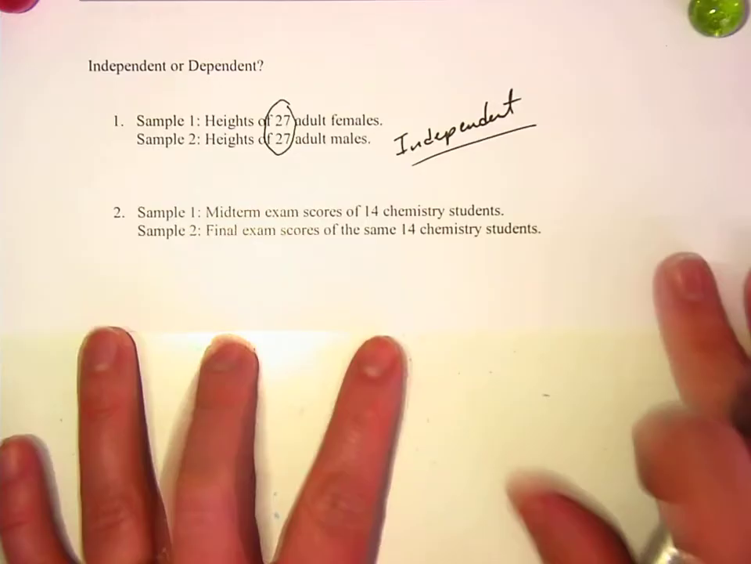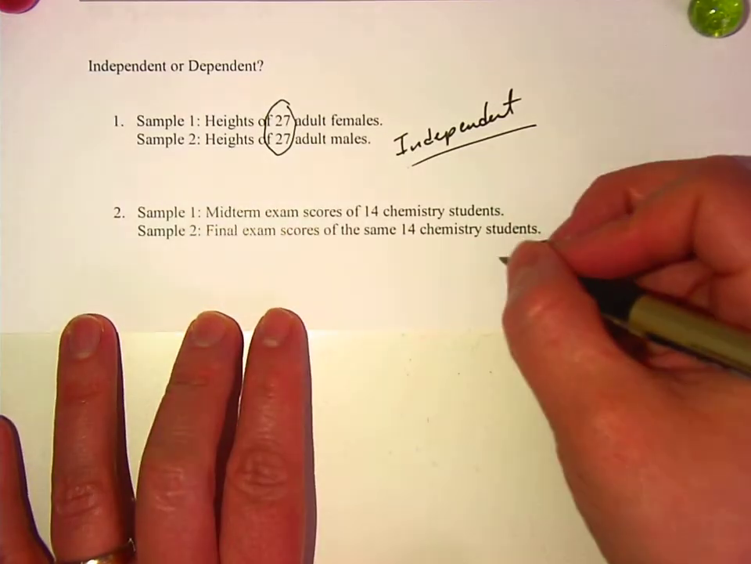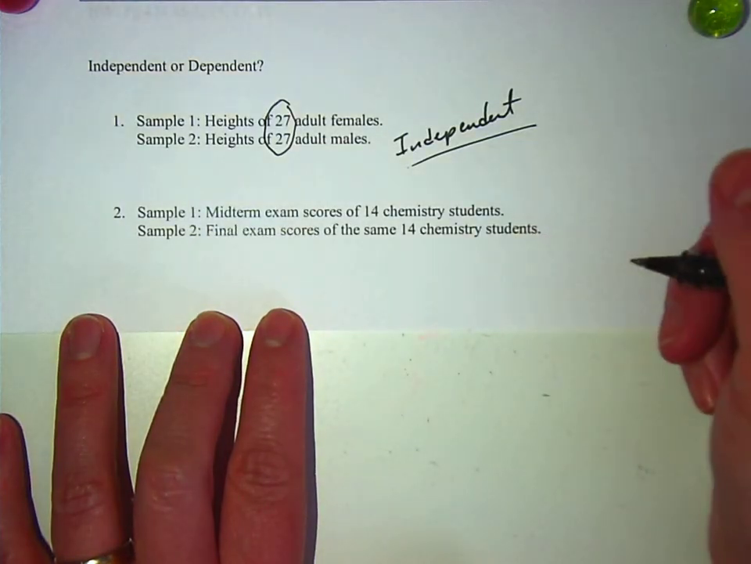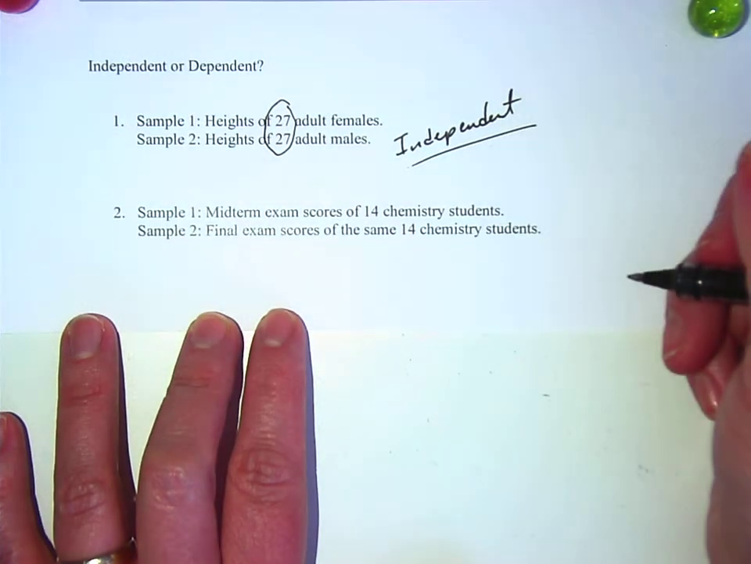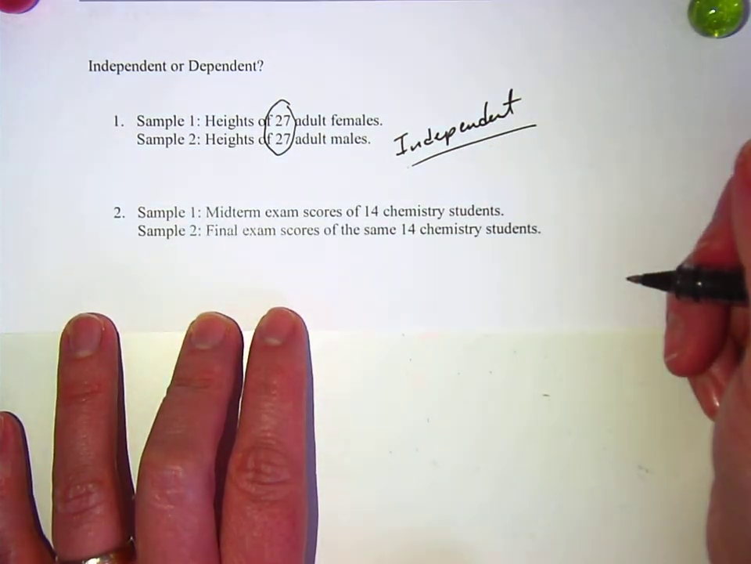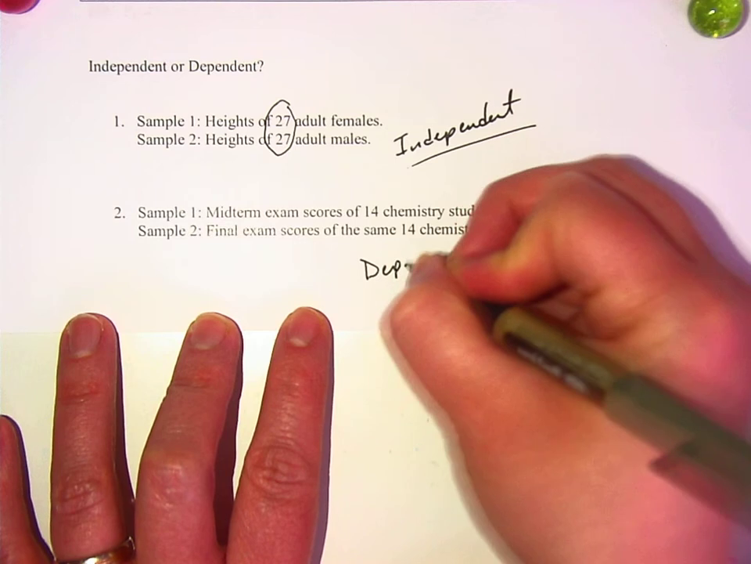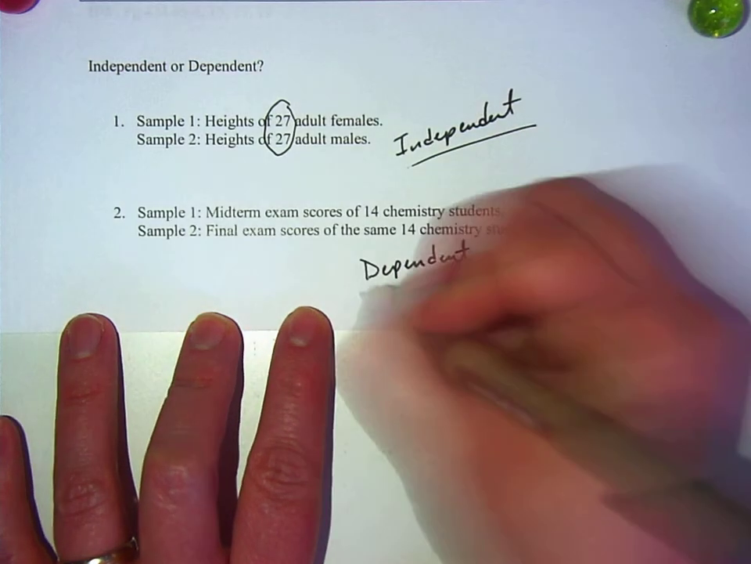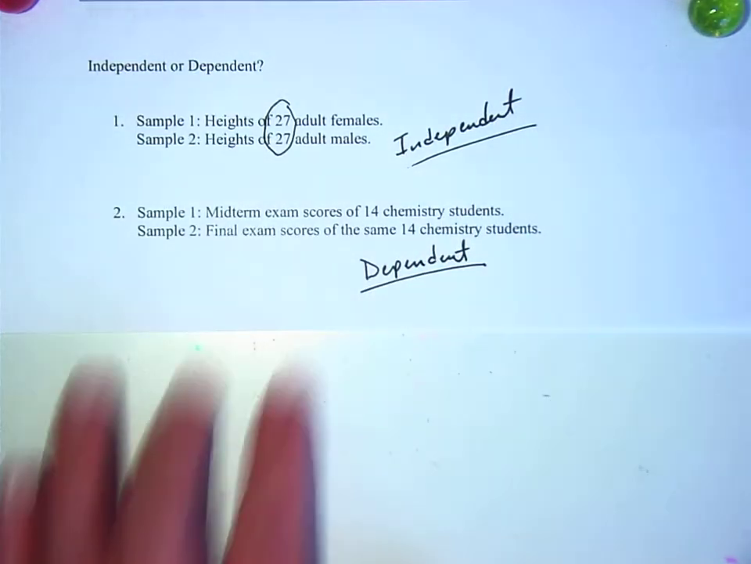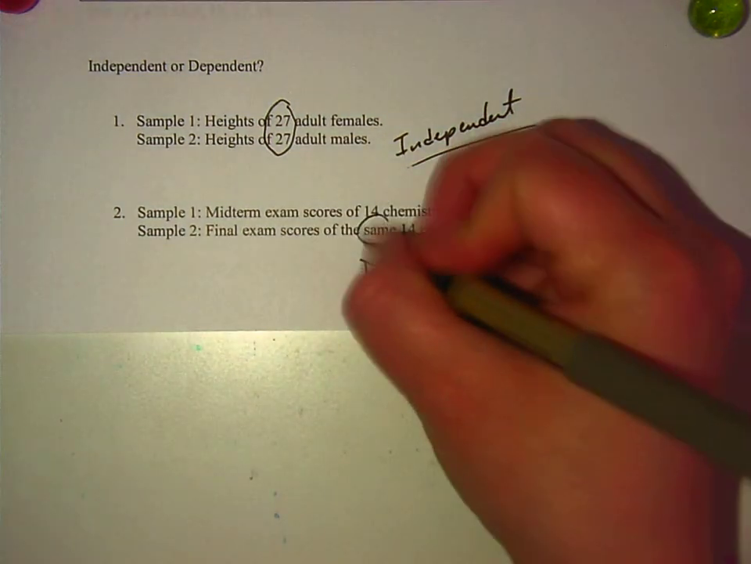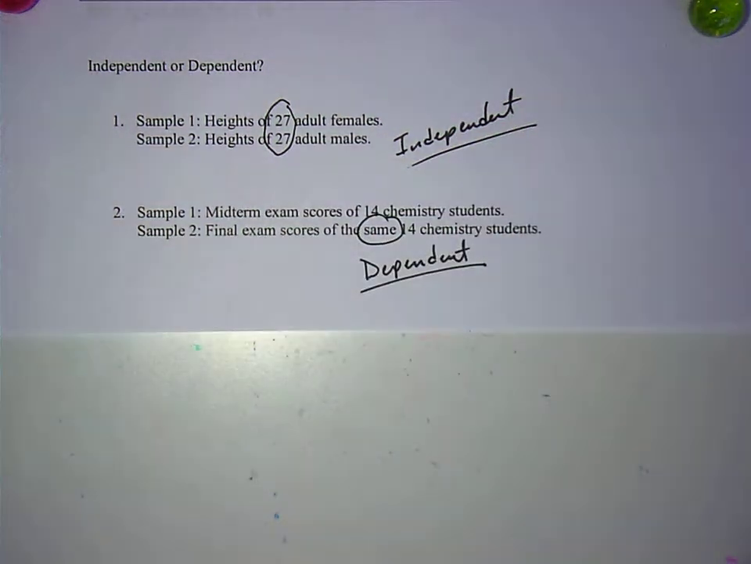How about the next one? Michaela, you want to do this one? So independent. Yes, why? Because it's the same students, same sample size. Right, that's a big deal. When it says the same, you've got to look for that same thing.